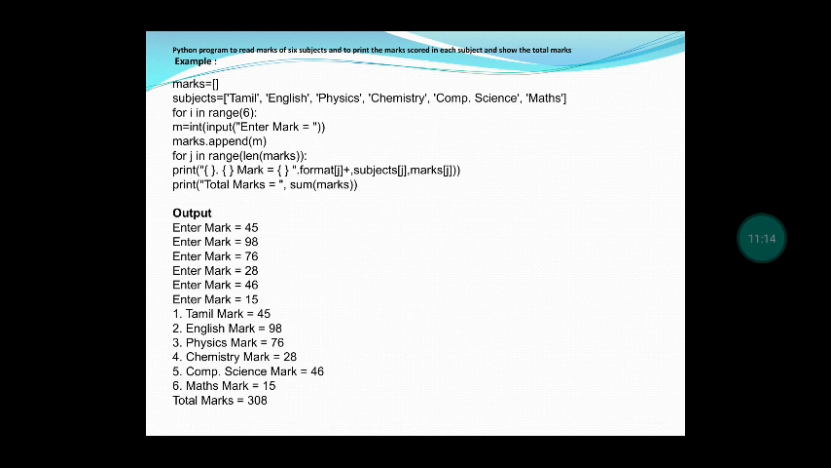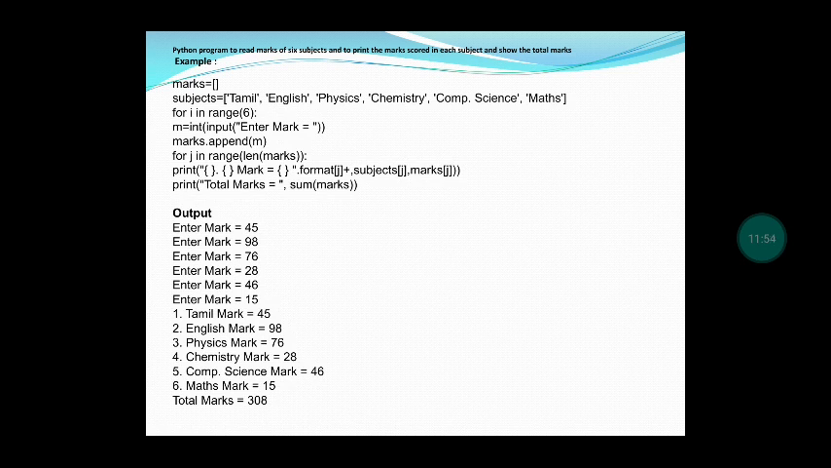This example will get the marks from the user and finally it displays the marks of the user and also the total. The marks list we have given is an empty list, nothing we have given. And in subject we have given Tamil, English, Physics, Chemistry, Computer Science, Maths. And we are using the for loop. One by one we are getting the marks. So the user can give the marks. First they are giving 45, 98, 76, 28, 46 and 15 as marks for the subjects.